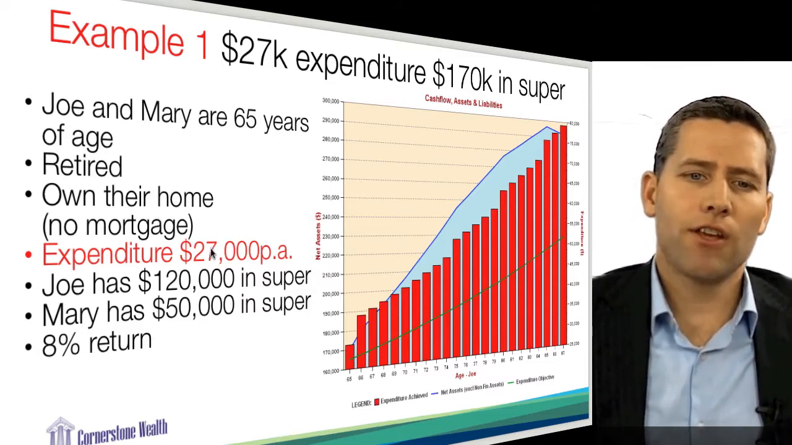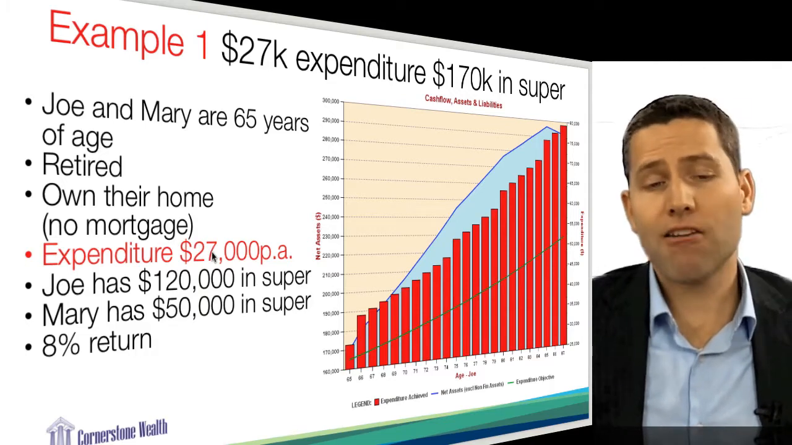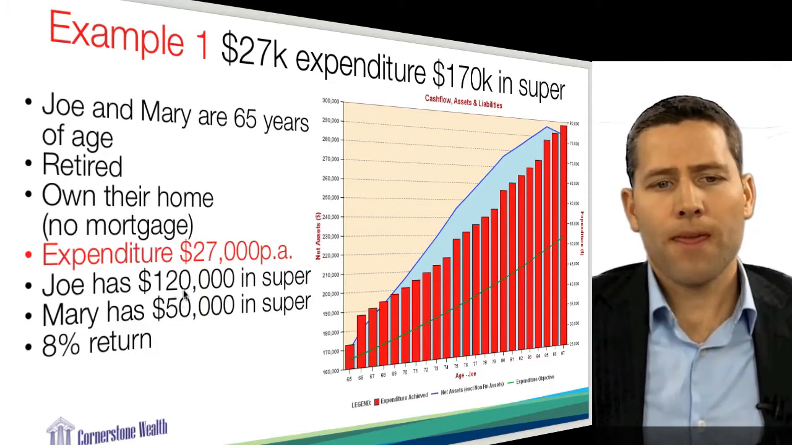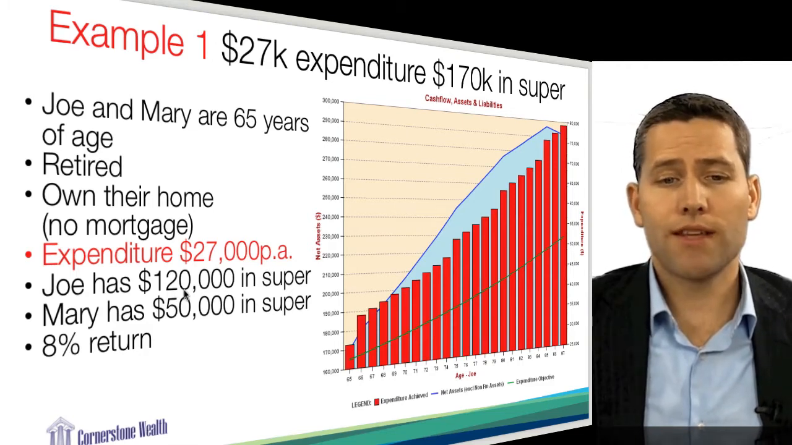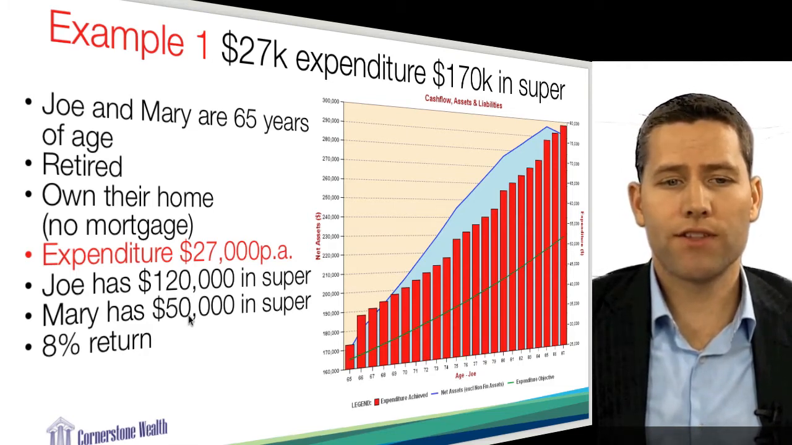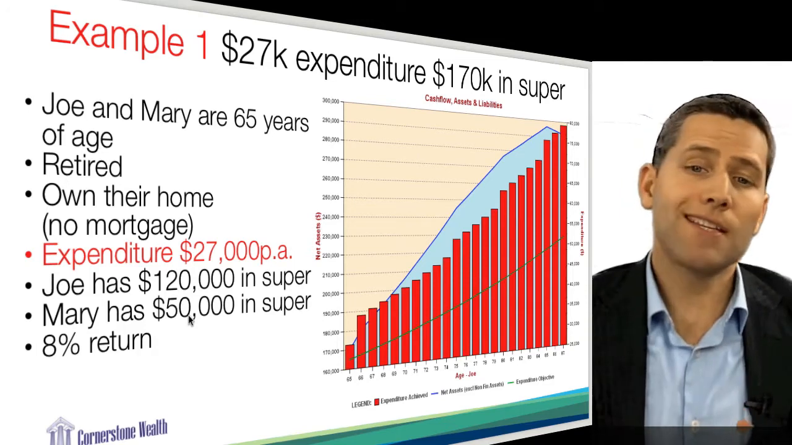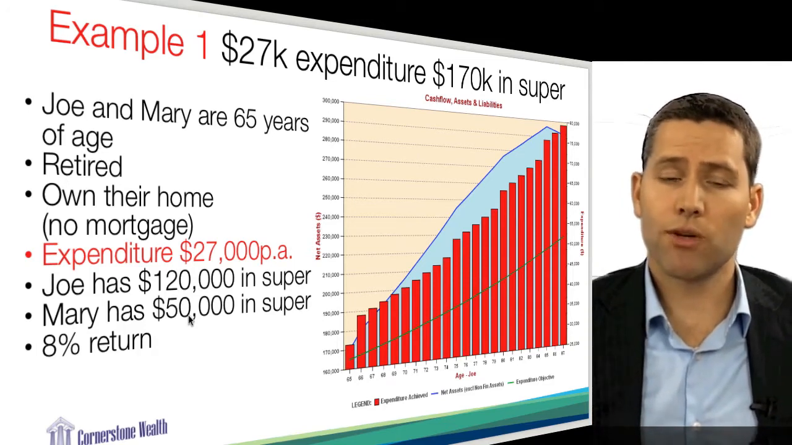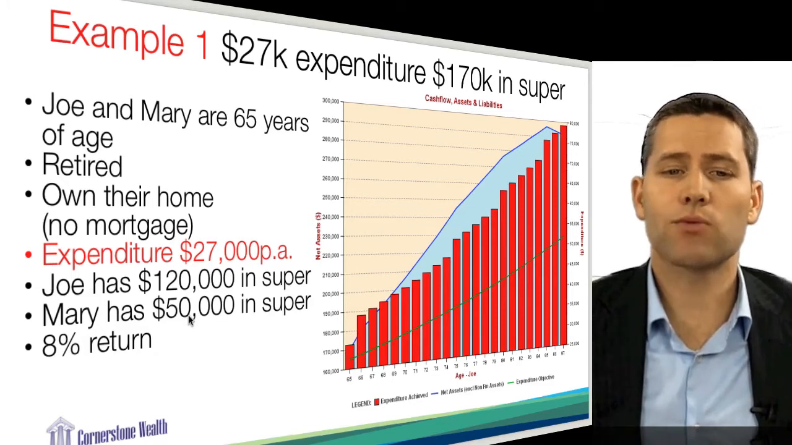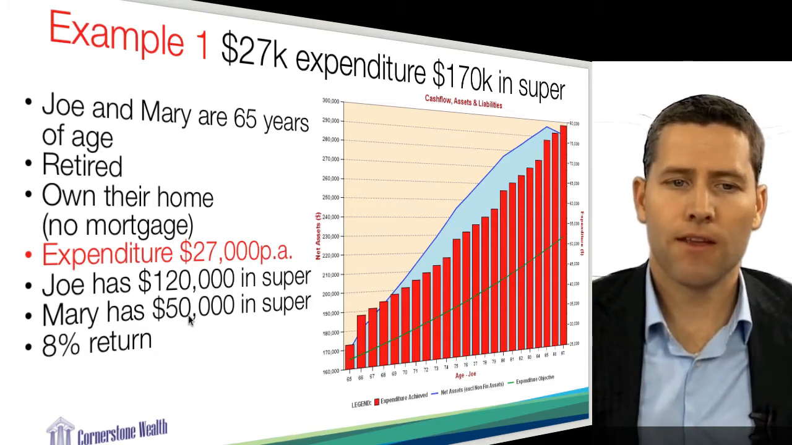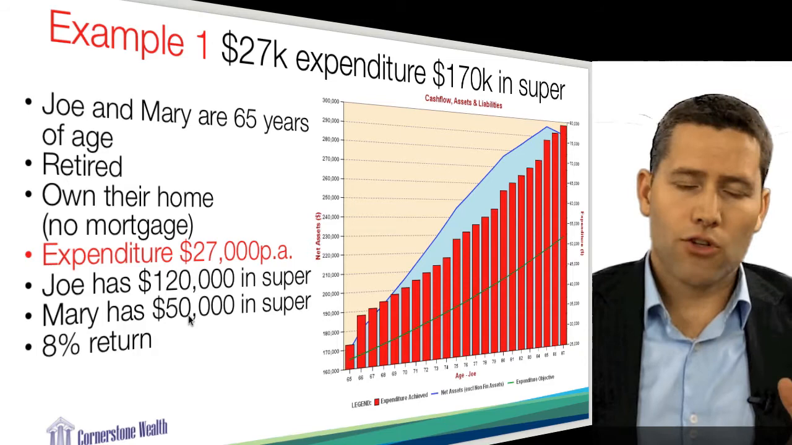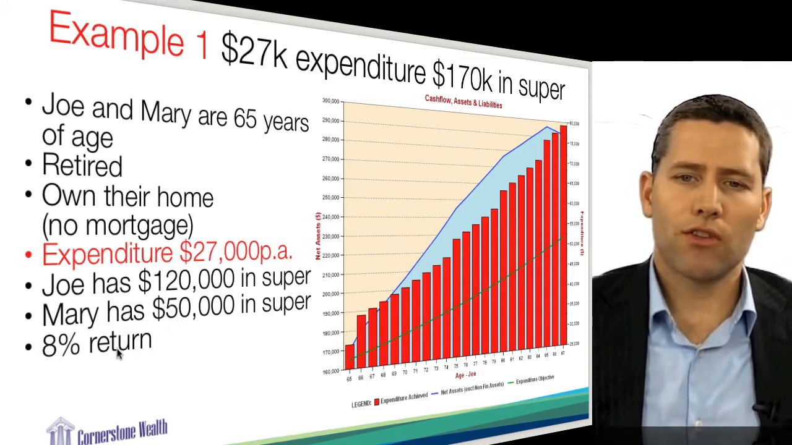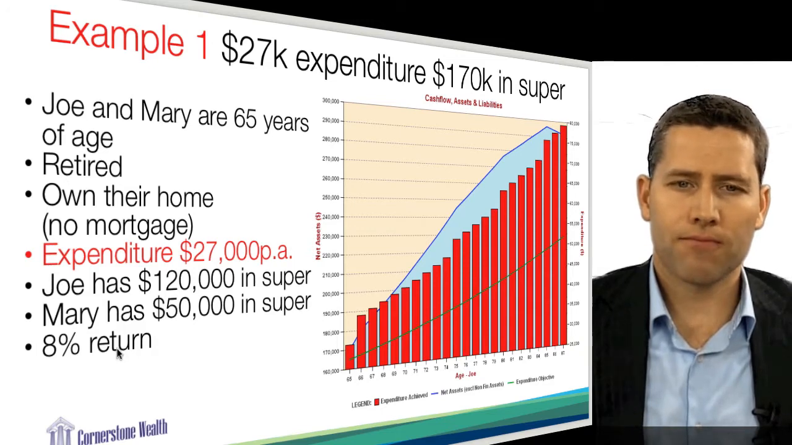Now their expenditure is below the current modest retirement of $27,000. Joe has a balance of $120,000 in his super, and Mary $50,000. A couple of years ago, the average superannuation balance for someone between 65 and 69 years of age was $120,000. That's why I've chosen that particular figure. Now we've assumed an 8% return on the superannuation assets.